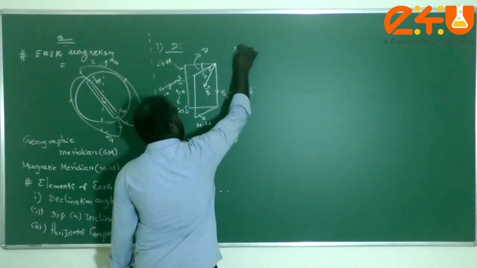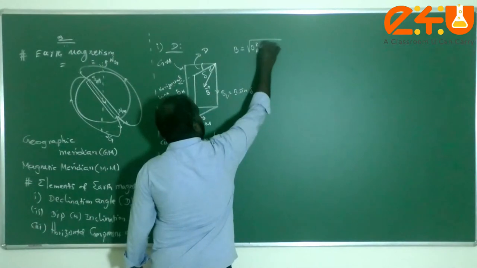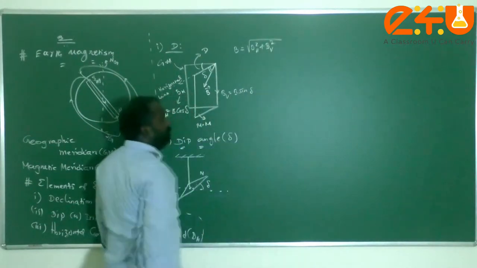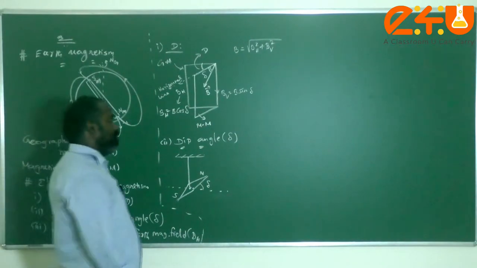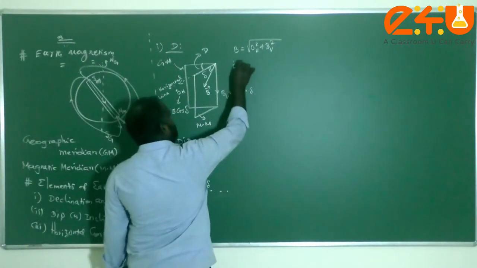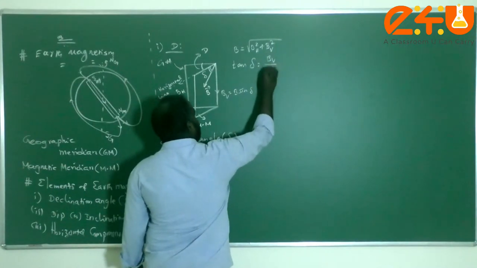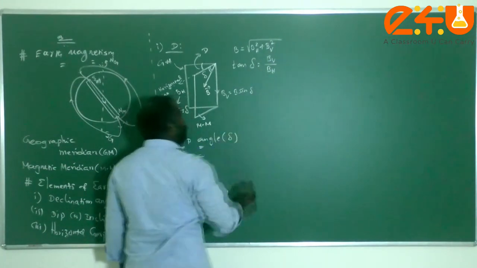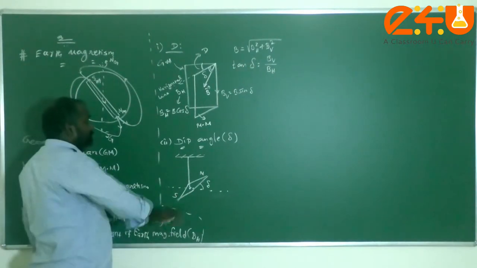So the total earth magnetic field B vector can be written with its magnitude and direction given. The magnitude is B equals root over BH squared plus BV squared. We know how to find the magnitude of a vector in component form. And the direction is nothing but tan delta, that is what, children? B vertical divided by B horizontal.